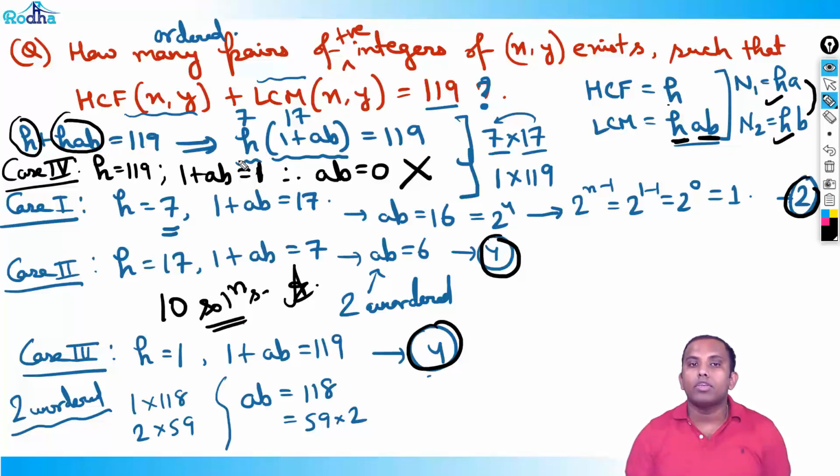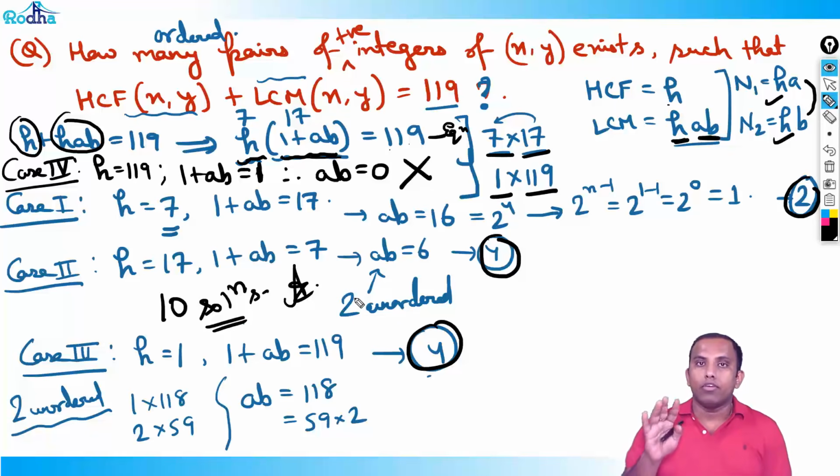That means H into (1 plus AB) equal to 119, right? Now there will be 4 cases, because this equation says that 119 is written as the product of two factors. One is the factor 1 plus AB, another is H, right? So 119 can be written as a product of two factors in two ways: 7 and 17, and 1 and 119, right?